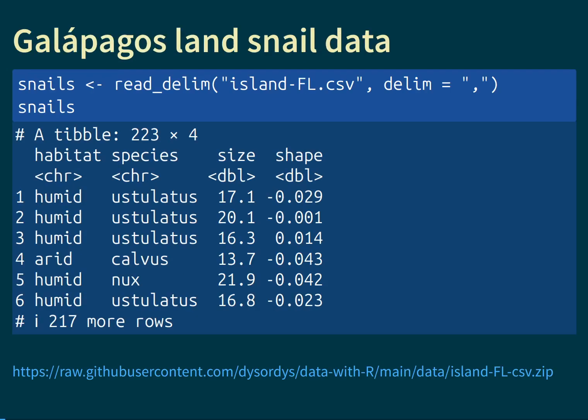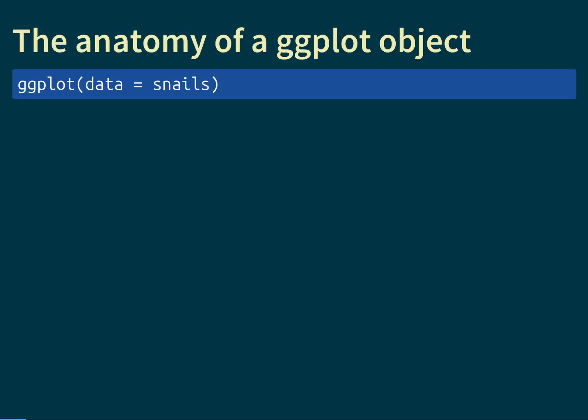As per usual, we are going to be using the Galapagos land snail dataset, so we load it and we are going to be using it in subsequent examples. So let us finally take a look at the anatomy of an actual ggplot object. It always starts with the function ggplot, and ggplot is a function that takes two important arguments. The first of these, as with essentially any of the tidyverse functions, is the actual tibble that we want to plot from. So that is the data argument to ggplot.